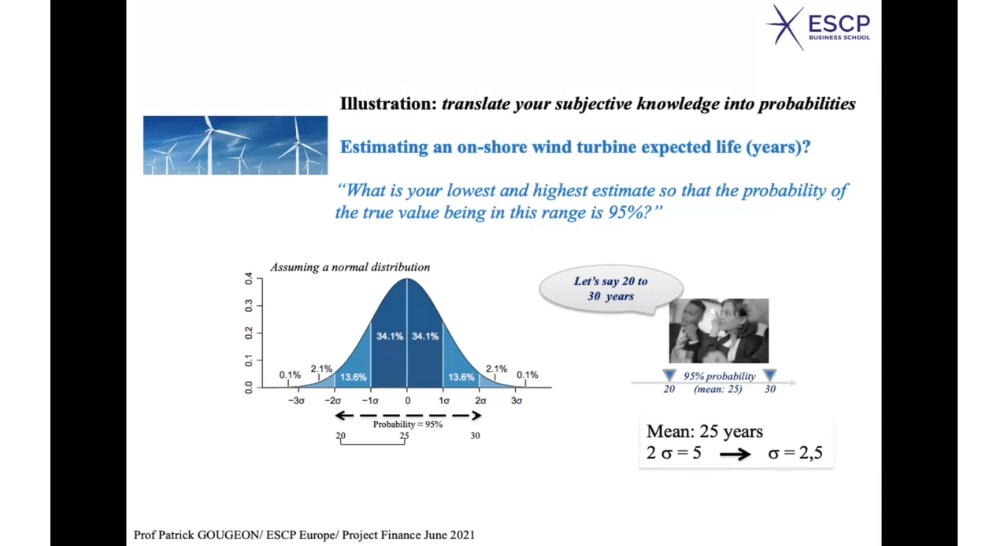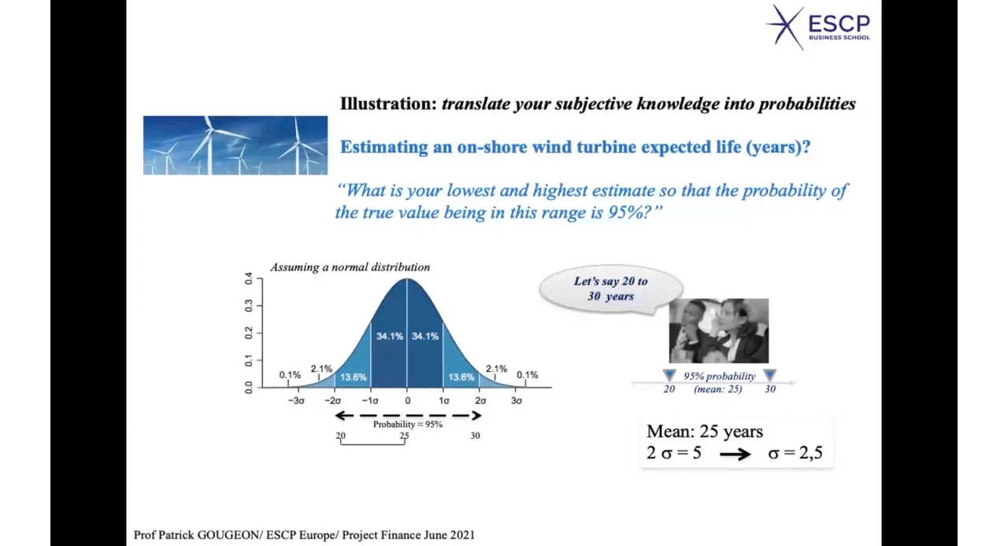We started from, let's say, a vague knowledge of the situation where you say, well, I think there is a 95% chance that the number of years is between 20 and 30. We can transform this into a probability distribution. But some people might be experts in the field. They might tell me, oh no, I'm pretty sure that the range is more like between 20 and 25, and it would be centered on 22.5.